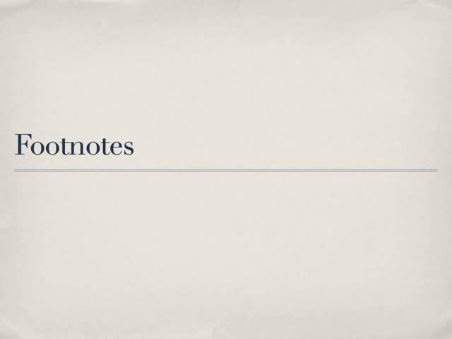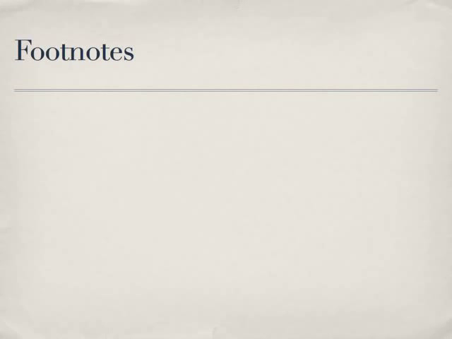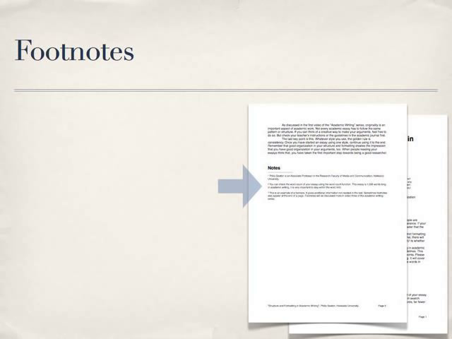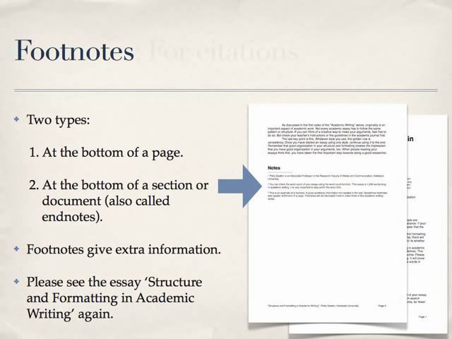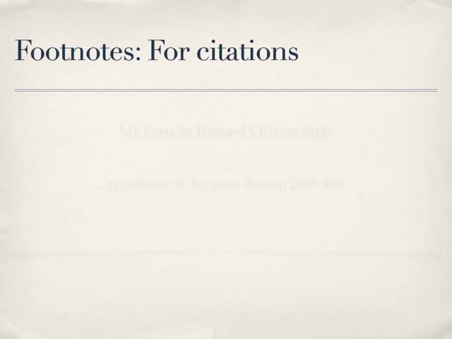The last section of this video concerns footnotes. We first saw footnotes in video 2 on structure and formatting. Actually, there are 2 types of footnotes, those which appear at the end of a page and those which appear at the end of a section or document, which are called endnotes. It was explained that footnotes are for giving extra information in a text. To remind yourself, please look again at the sample essay, Structure and Formatting in Academic Writing. However, in some academic journals, citations are given in footnotes. This is what we are going to look at now.